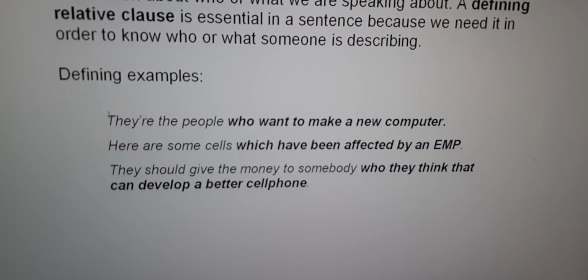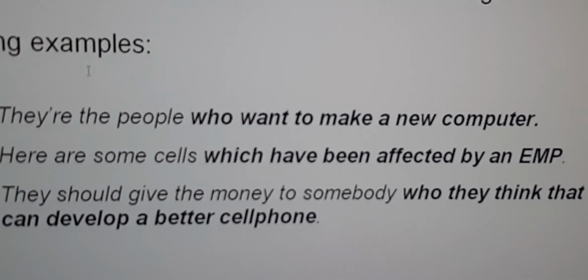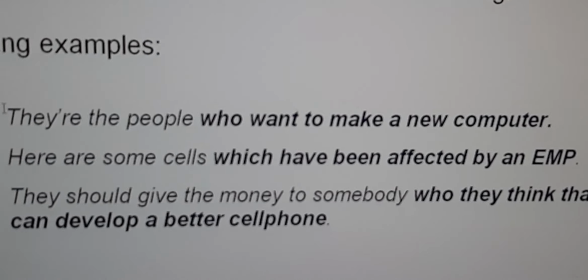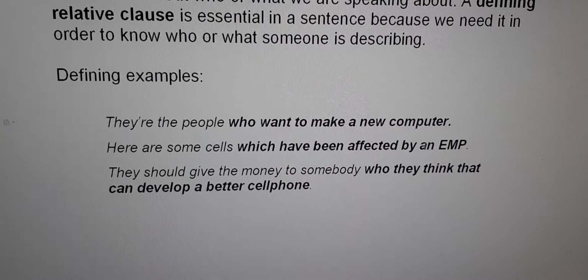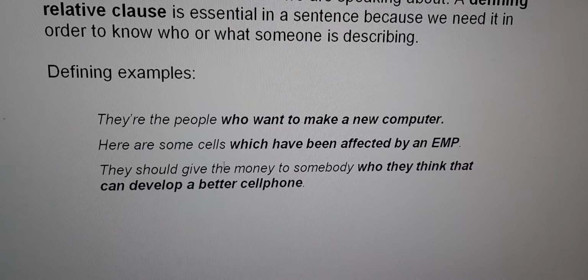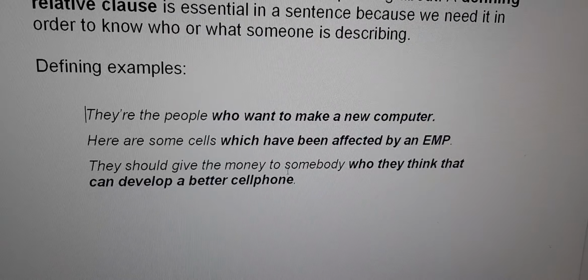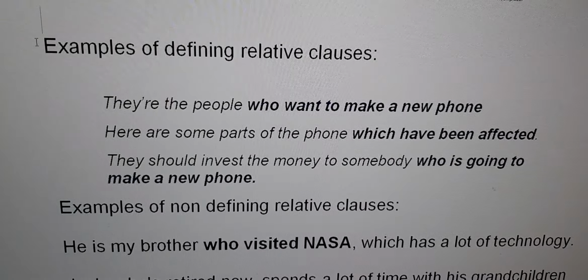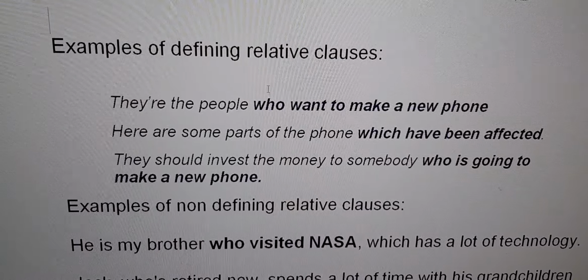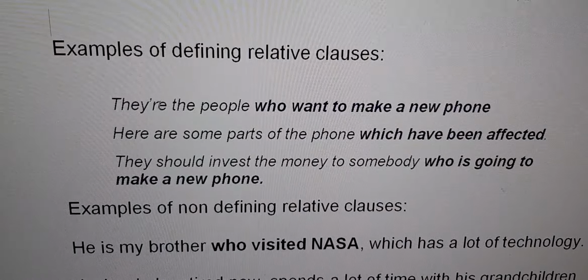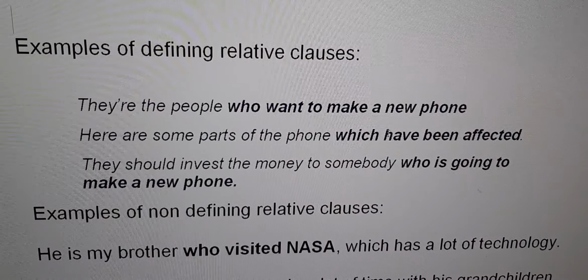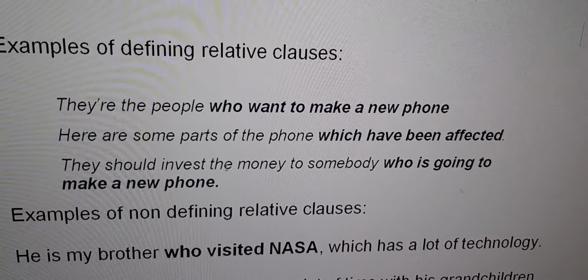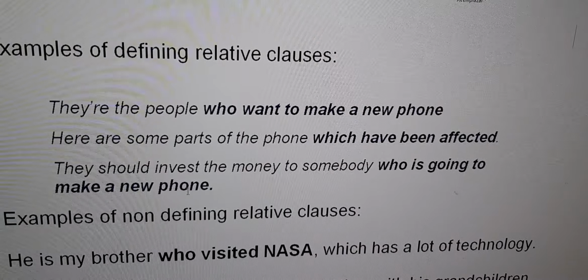So, for the examples of the defining relative clauses, look, they're the people who want to make a new computer. Here are some cells which have been affected by an EMP. They should give the money to somebody who they think can develop a better cell phone. Examples of defining relative clauses. They're the people who want to make a new phone. Here are some parts of the phone which have been affected. They should invest the money in somebody who is going to make a new phone.